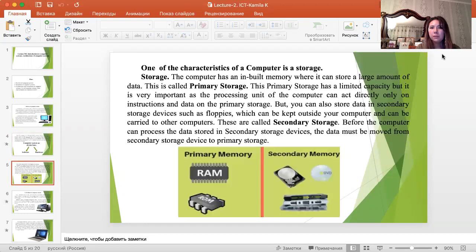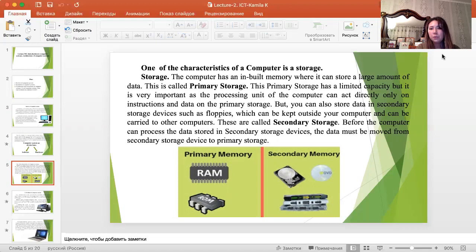One of the characteristics of a computer is storage. The computer has an inbuilt memory which can store a large amount of data. This is called primary storage. This primary storage has a limited capacity, but it's very important, as the processing unit of the computer can work directly only on instructions and data in the primary storage.